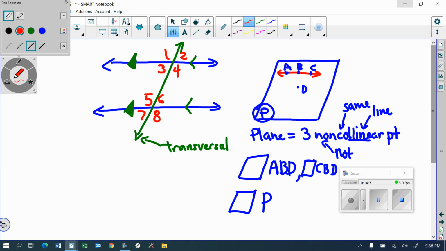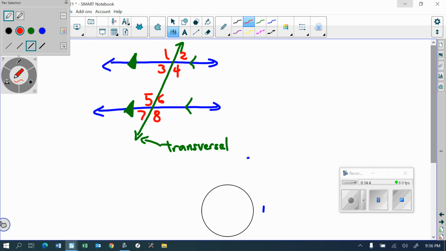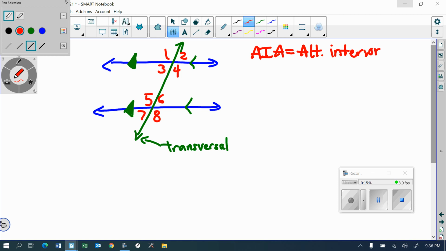Okay, so I'm going to go ahead and erase all this so I can write it over here. We have the 4 common ones that we always think about with parallel lines cut by a transversal. AIA stands for alternate interior angles. ALT for alternate, INT, I'll just write out alternate interior. That's the angle symbol, plural for angles, alternate interior angles.